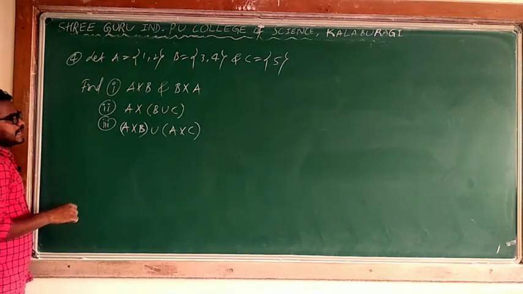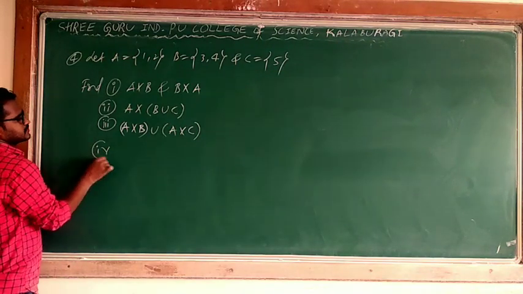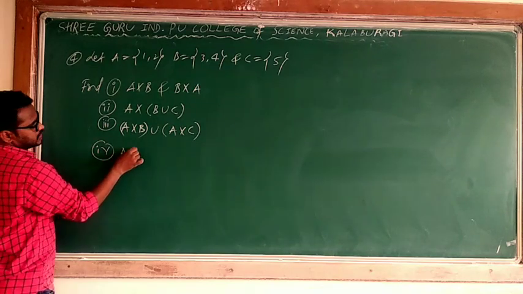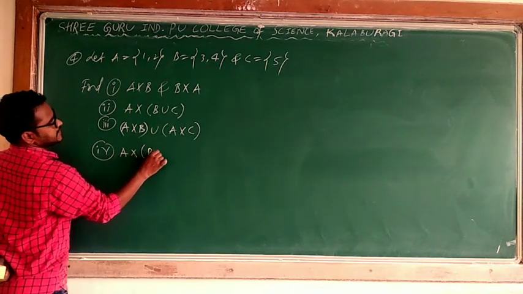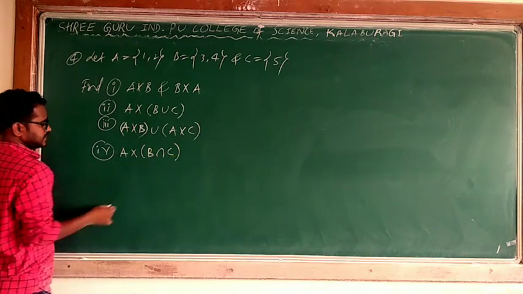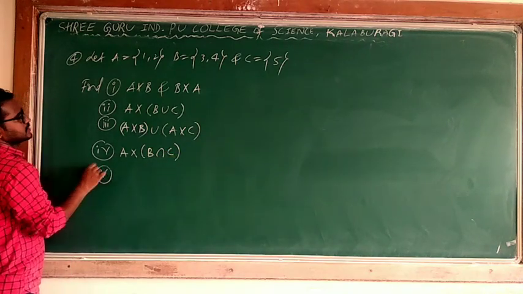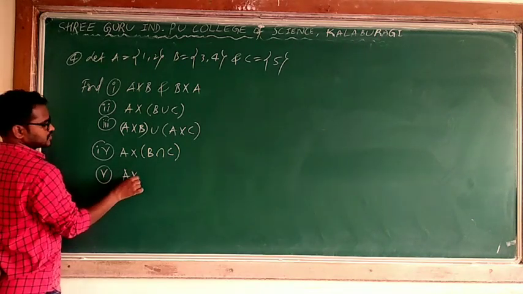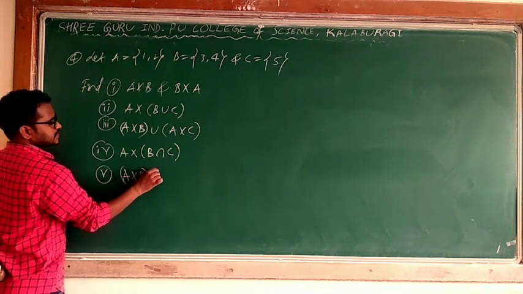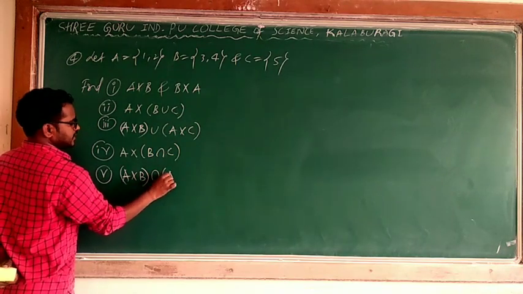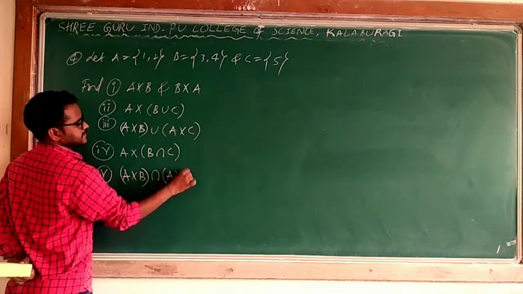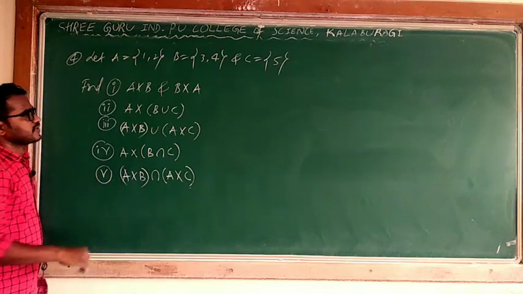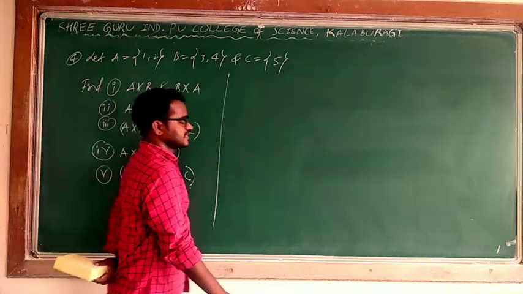Okay, and still the fourth one, A cross (B intersection C). Fifth one, (A cross B) intersection (A cross C). Okay, we will find out one by one. These are the things he is asking.